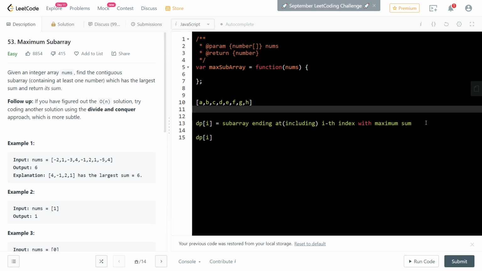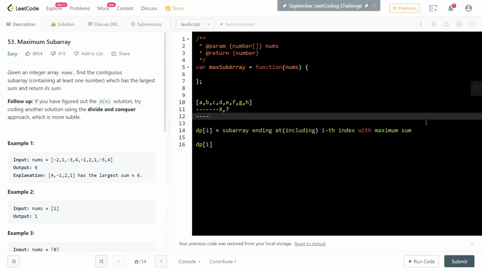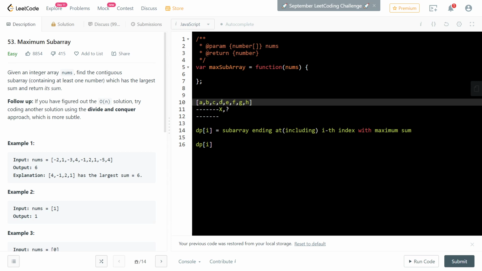So let's now assume somehow I know the values till D, so DP at D is something, let's say X. Now I need to find the value at E. So what can be the value at E? That is what we need to figure out. If a subarray is ending at E, then where can it begin? It can begin at E, it can begin at D, at C, at B, at A, right?